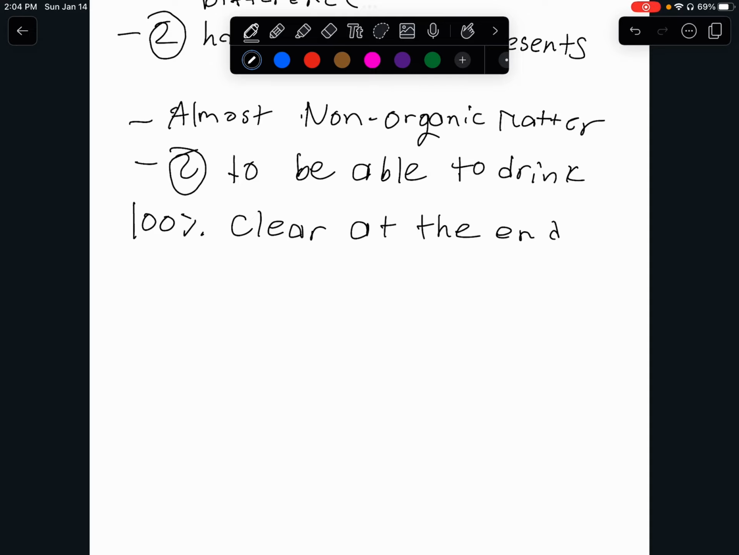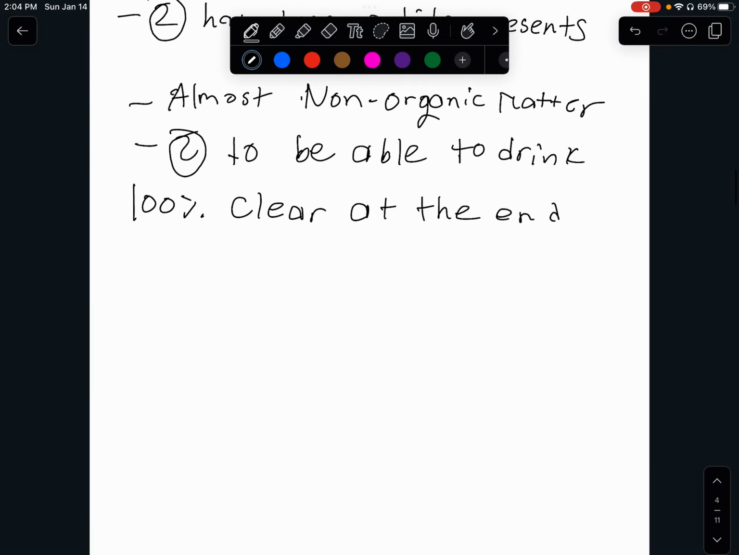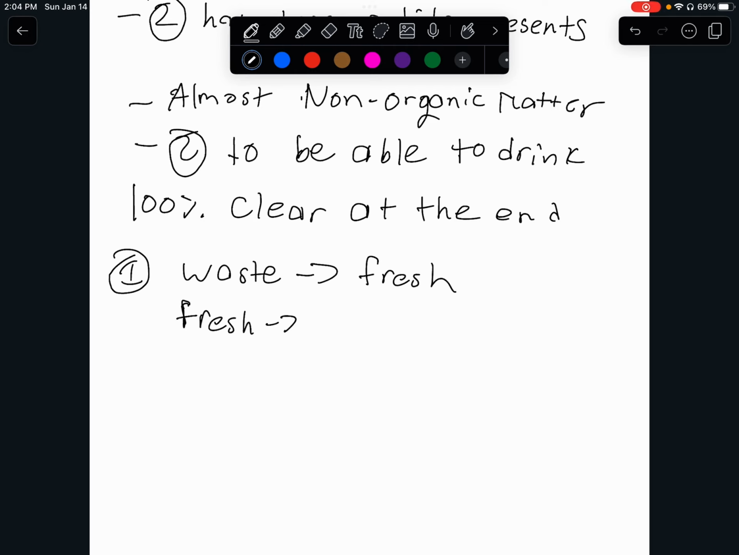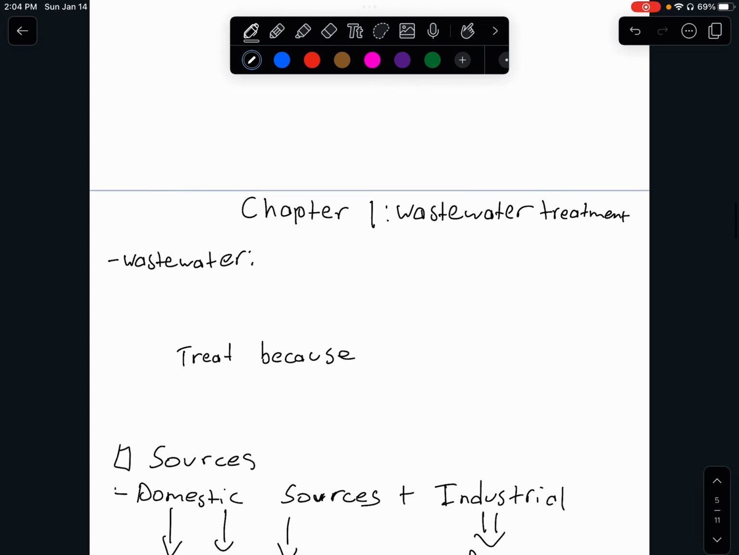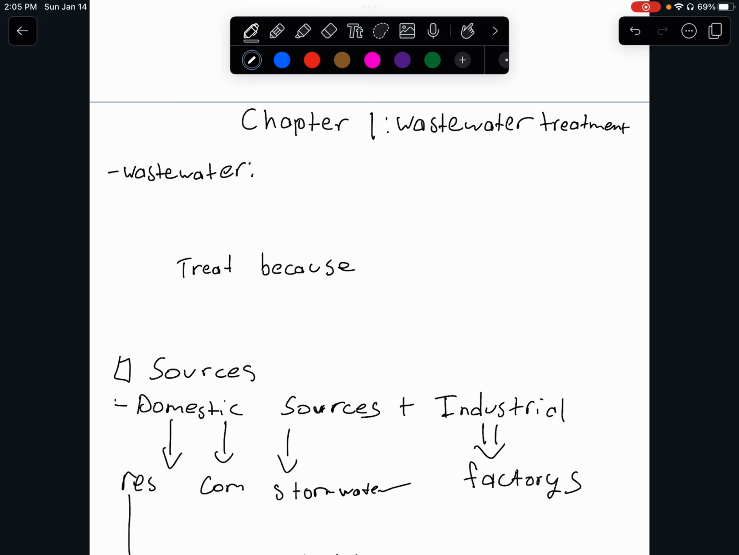All right. So that's the difference between the two, where system 1 goes from waste to fresh, and the other one goes from fresh to drinkable. Fresh, I'm going to put fresh/reusable. Right? We want our water to be reusable. All right. So as we go down into our next couple of slides, we'll start with our chapters, just chapter 1, which is just a basic introduction into wastewater, the system of wastewaters, and wastewater treatment as well.